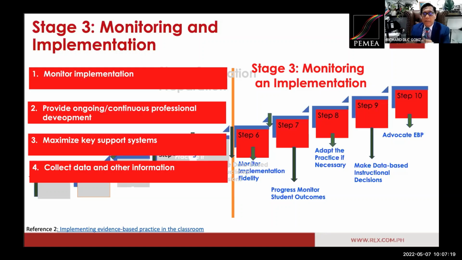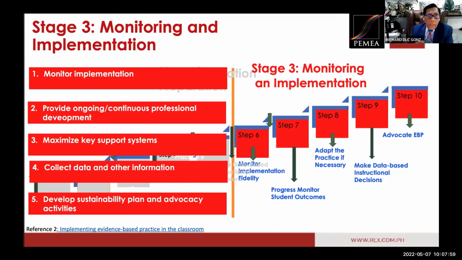regular communication about the positive outcomes to implementers and to school staff, because this is how you advocate EBP. You should be proud that your EBP is doing well. And if the desired outcomes are not achieved, you really have to make adjustments. And that's why in my next slide, I have to emphasize the importance of evaluation in EBP.